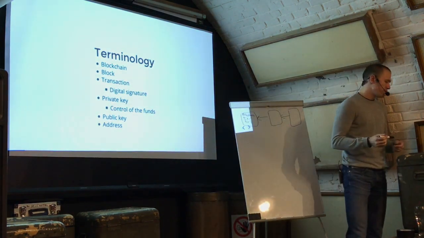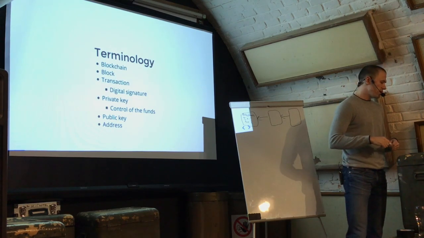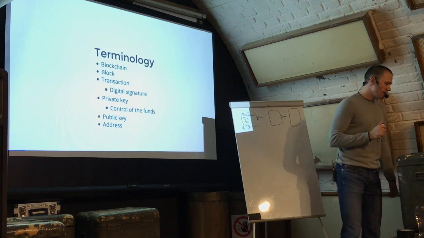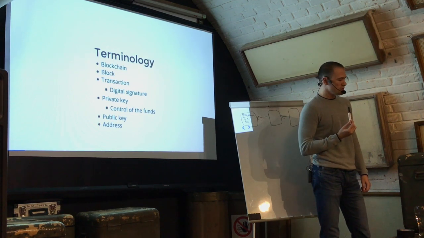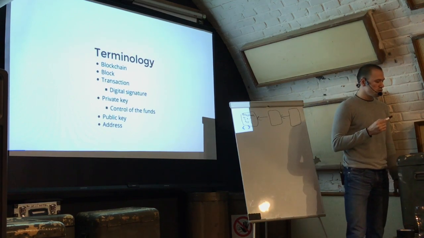A transaction, I mean, everyone knows it's a transfer of value from a person A to person B, and in the blockchain, a person is represented by its address. So in order to come to that, I need to explain what a private key is. And so a private key is the only thing that you need in order to send the Bitcoin. The private key is what makes you owner of funds.